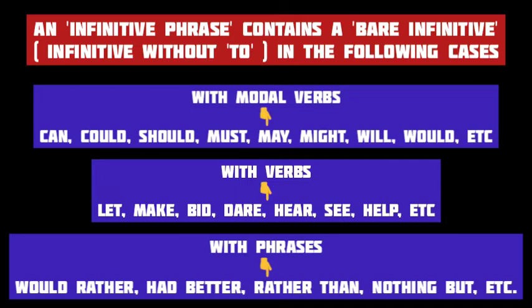So an infinitive phrase with a bare infinitive, or a bare infinitive phrase, is used in the following cases. It comes after modal verbs such as can, could, should, must, may, might, will, would, and so on. A bare infinitive phrase is also used after certain verbs like let, make, bid, dare, hear, see, help, etc. And it's also used with some phrases such as would rather, had better, rather than, nothing but, and so on. Simply put, in all these cases, the infinitive phrase contains an infinitive without "to" before it.